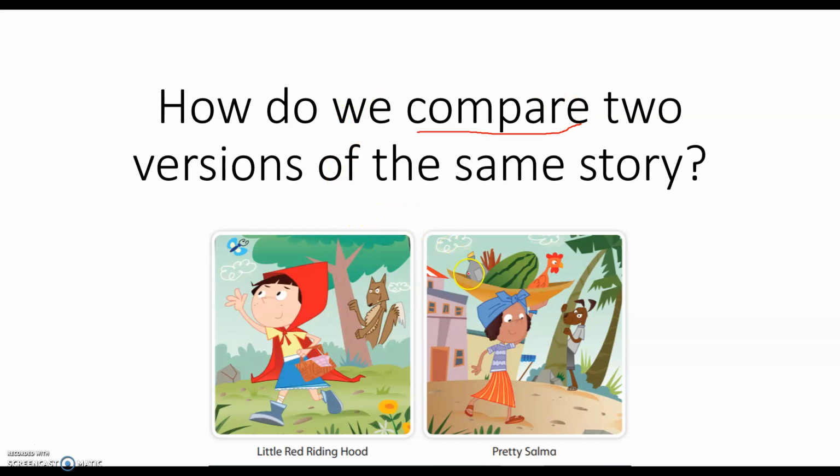Yesterday you looked at two pictures from two versions of Little Red Riding Hood, and you completed an assignment where you talked about how the characters were the same and different. You talked about the setting and how it was the same and different. Now we're going to look at some actual texts.